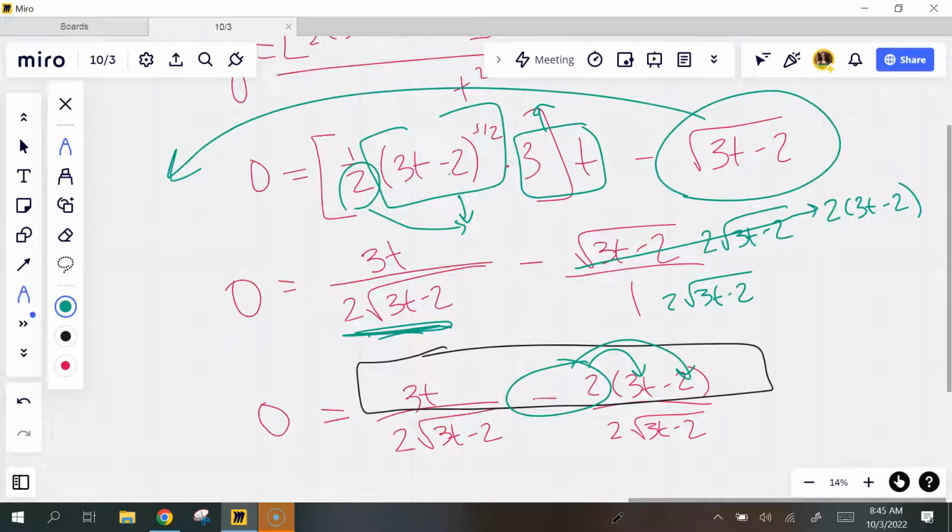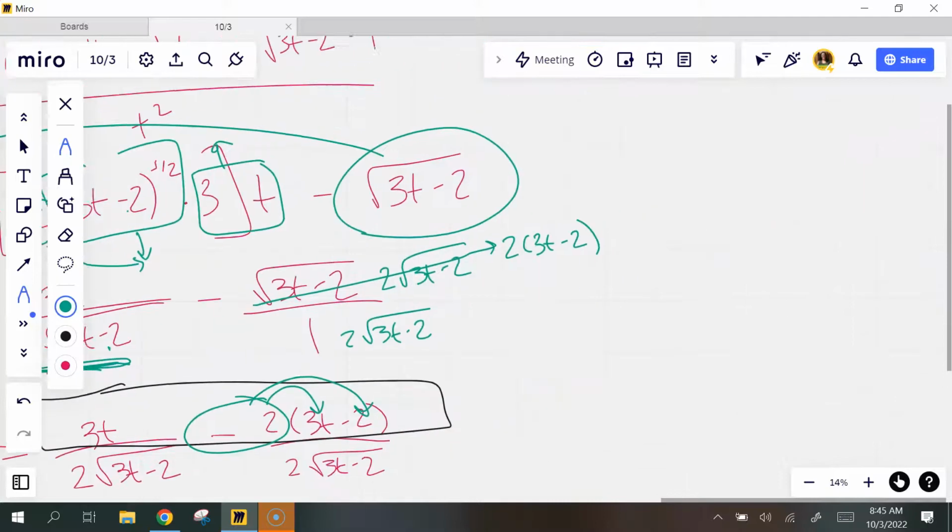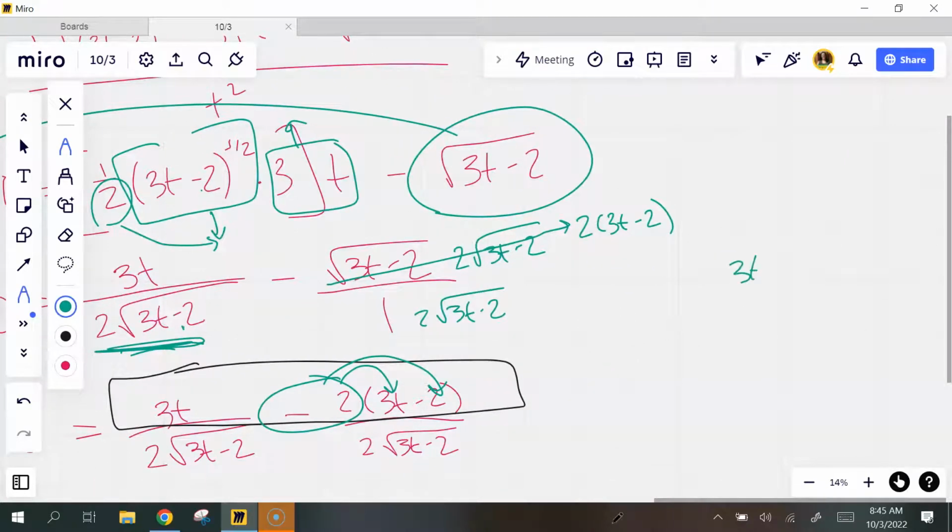And then because this was a fraction, if you have 3t over 2 root 3t minus 2 equals square root of 3t minus 2 over 1, yeah, the radicals cancel. Which worked here because those radicals were the same and they canceled, but if it didn't, then you'd be in another conundrum. But yes, absolutely. If that works and you understand it, do it that way.